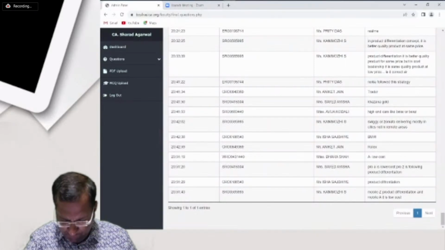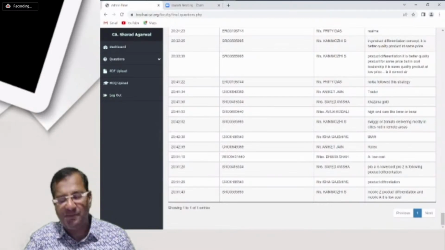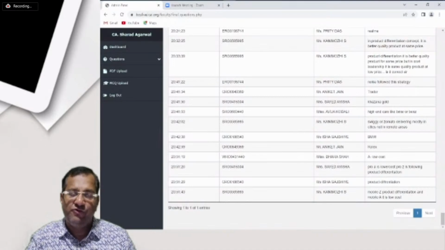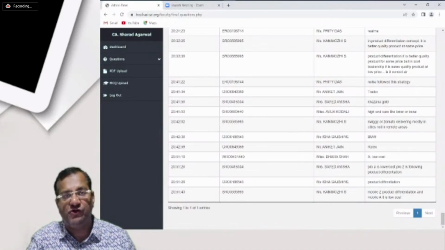Very good, beta. Very good. So Sayyed, Aisha, Kanimoji, Isha have given me the correct answer. Product A, since it is targeted at low cost, price conscious customers, they will not pay anything premium for your superior quality or innovative product. They just want the basic features.